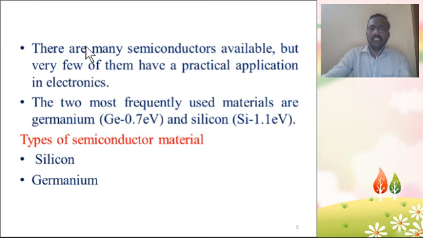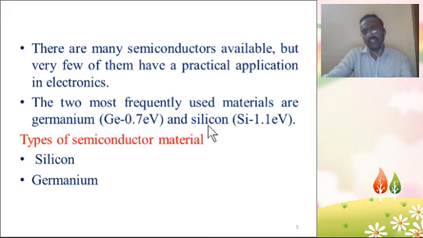There are many semiconductor materials available and also used in today's life, but very few of them have a practical application in electronics. The two most frequently used materials are germanium and silicon. The band gap of germanium is 0.7 electron volt and that of silicon is 1.1 electron volt.